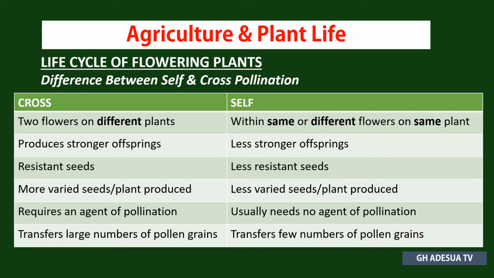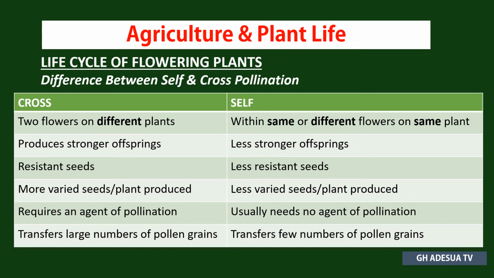Now the table below shows differences between self and cross pollination. So we take the first one. Cross pollination: two flowers on different plants. Self pollination: within same flower or different flowers on same plant. That is self, but crosses on different plants.